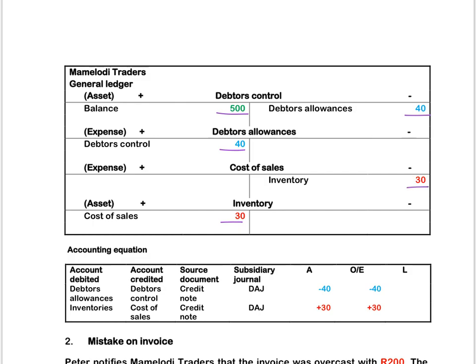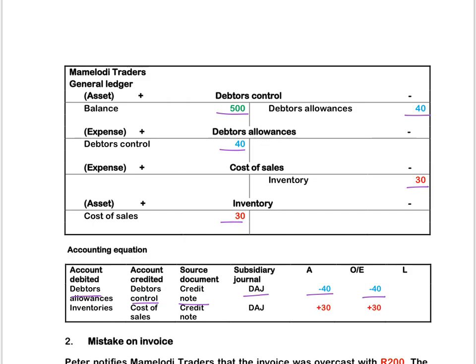Debtors allowances is debited because it will decrease your profits with 40. The things are not sold anymore, so it means that your profit will decrease. Debtors control is credited because you will reduce your assets. The debtors don't owe this money anymore. A credit note is issued to a debtor to indicate that their account will be credited to reduce their outstanding debt. This is recorded in the debtors allowances journal.